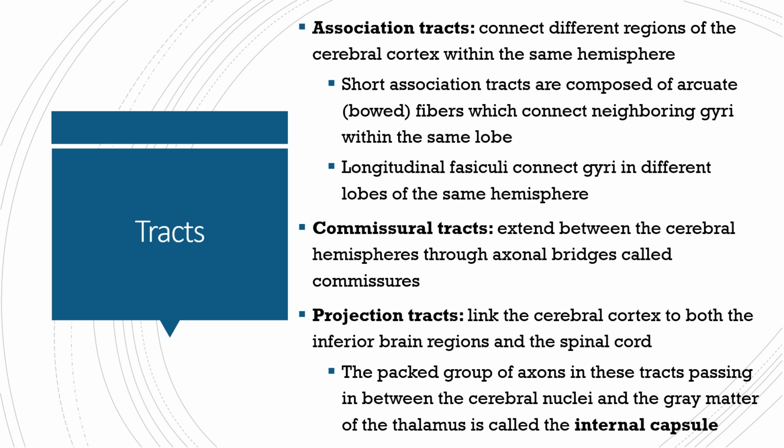Projection tracts are tracts that link the cerebral cortex to the inferior brain regions, including the brainstem and spinal cord. They carry sensory information from the body to the brain, known as ascending pathways, and motor commands from the brain to the body, known as descending pathways. One notable feature of projection tracts is the internal capsule, which is a densely packed group of axons passing between the cerebral nuclei and the gray matter of the thalamus. The internal capsule serves as a major conduit for motor and sensory fibers traveling between the cerebral cortex and the brainstem or spinal cord.